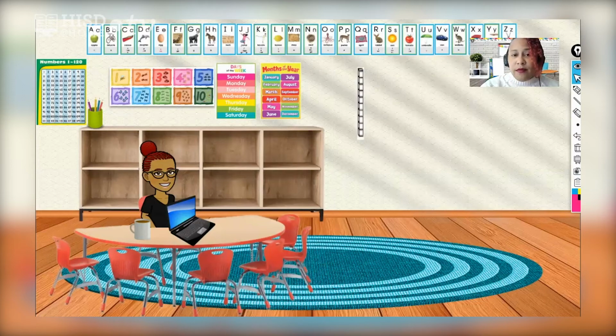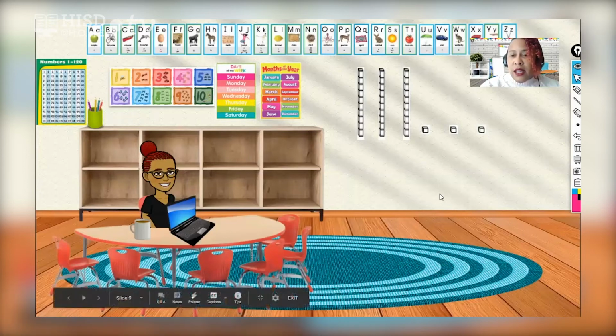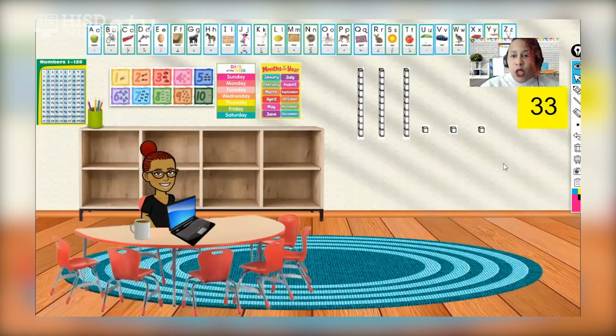10, 20, 30, 31, 32, 33. What number do you see represented here? We see 3 tens and 3 ones. 3 tens and 3 ones is 33.